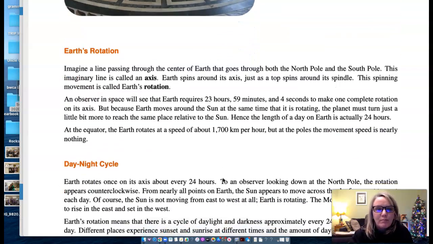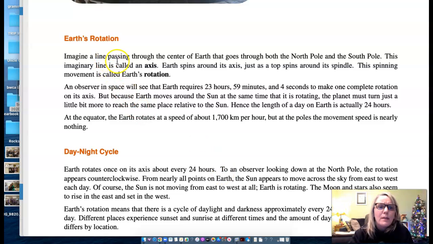All right, so let's imagine an imaginary line passing through the center of the Earth that goes through both the North Pole and the South Pole. This imaginary line is called Earth's axis, and Earth spins on that axis just like a top spins on its spindle. That spinning is called rotation. Okay, that's different from revolving. Revolving is to move around another object in orbit. To rotate is to spin on an axis.